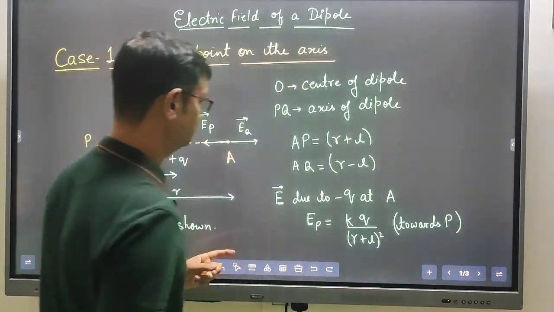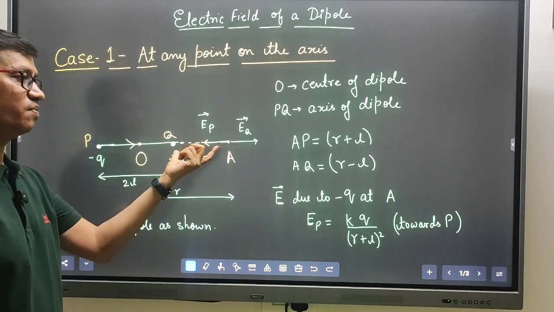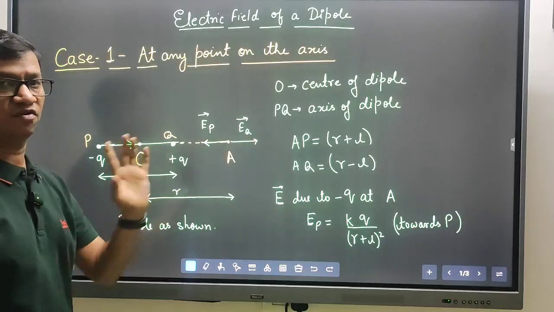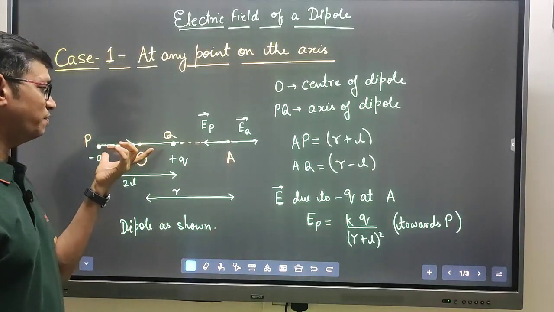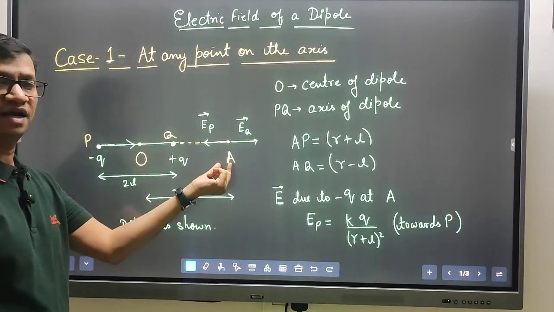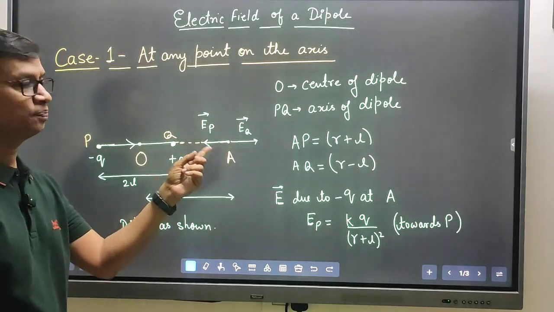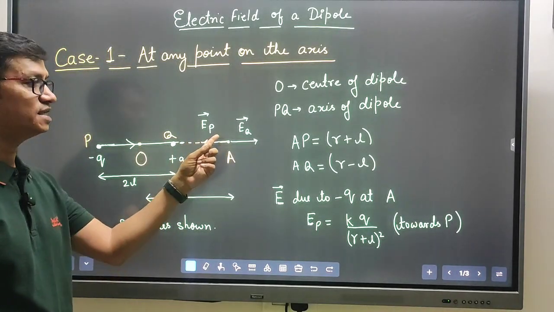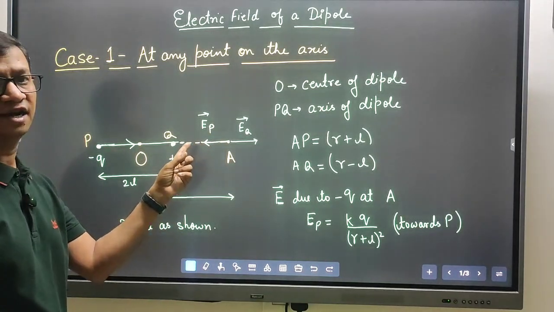You can see here EQ. This is the distance R minus L, and this is a positive charge, so it will be away from the charge. So EP and EQ you have figured out. Now the electric field of a dipole is what? It is just a collection of two charges. So the net electric field at A would be a vector sum of these two fields EP and EQ, and we can see EP and EQ are anti-parallel to each other. So the net sum would be the difference, EQ minus EP.